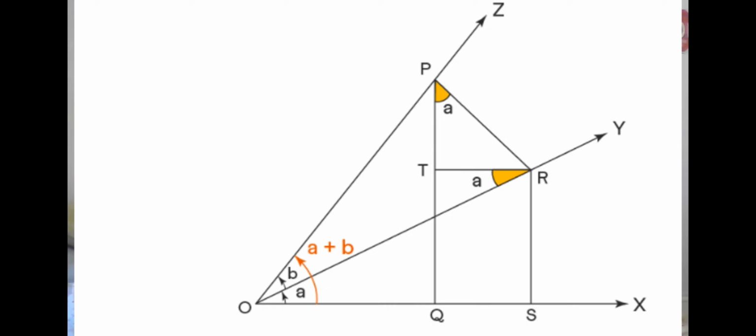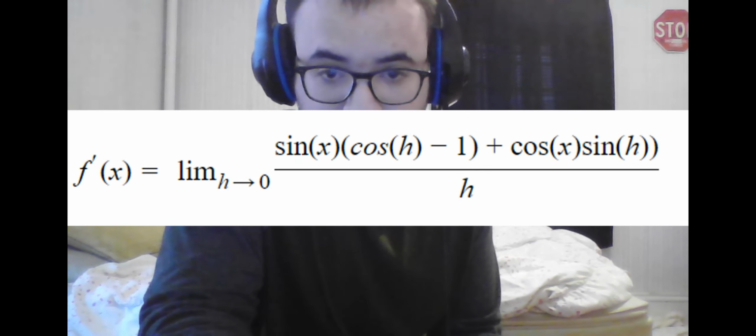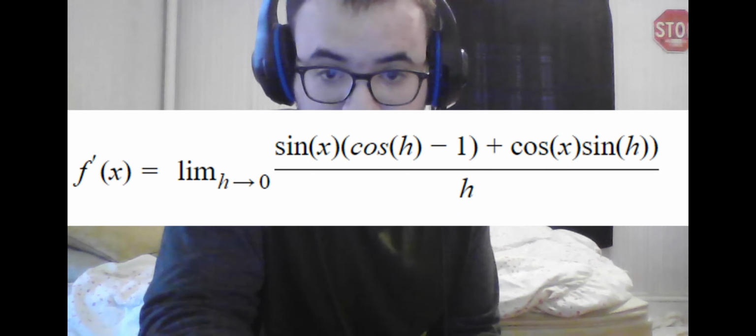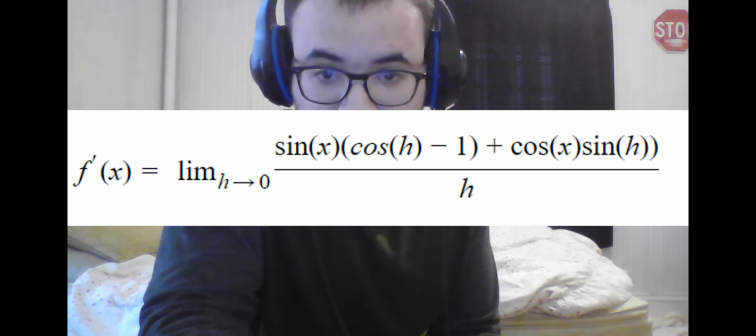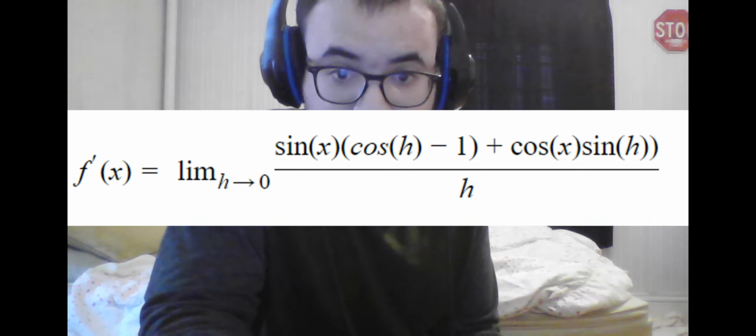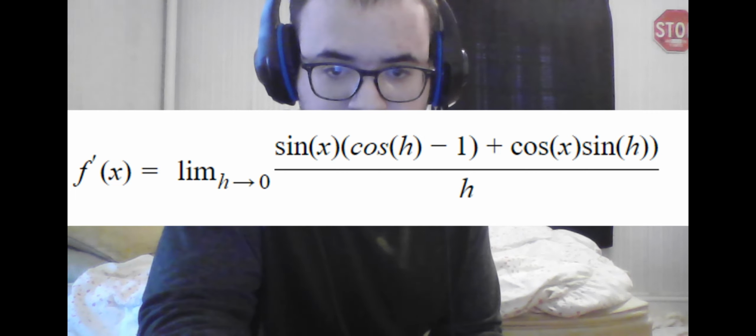So now we plug this in and attempt to simplify the fraction as much as possible using traditional algebra techniques. But we are stuck again because we have two limits that cannot be simplified algebraically, namely the limit of sine of h over h as h approaches 0, and the limit of cosine of h minus 1 over h as h approaches 0. However, we can prove these limits using trigonometry as well as some calculus techniques such as the squeeze theorem, which we will do now.